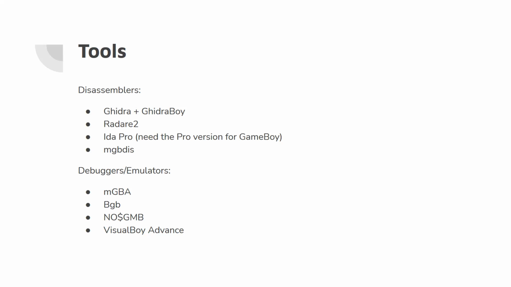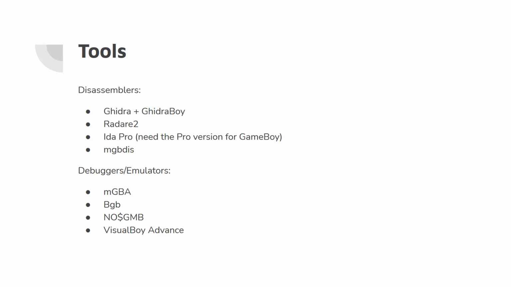You can also use Radar2 or Radare, however you pronounce it. R2 is pretty good when it comes to Game Boy. I've used it before for reverse engineering a ROM, and it handled it pretty well. IDA Pro you can use, but you would need the Pro version if you wanted to do anything with the Game Boy architecture. So unless you have a license from your company, chances are you're not going to have access to IDA Pro and not going to be able to use that tool. So I would highly recommend Ghidra or R2.